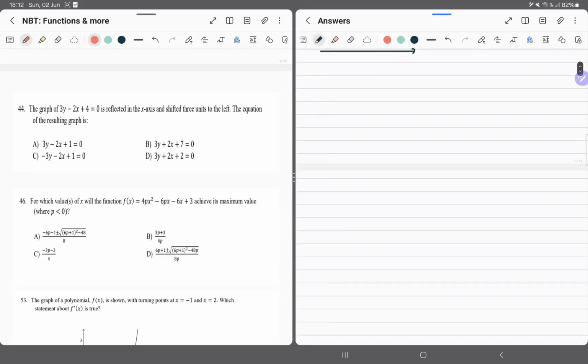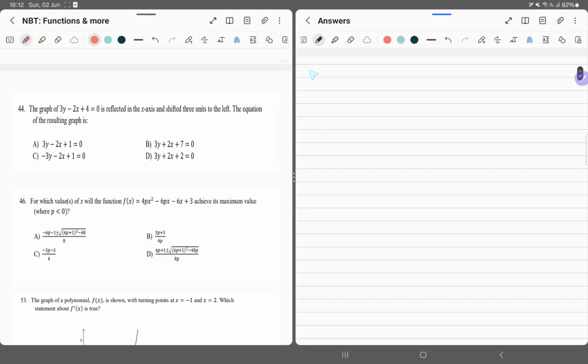So we've got question 44. We are given the graph of 3y minus 2x plus 4 equal to 0. So this is a linear equation, so this is a straight line equation. Now this is reflected in the x-axis and shifted 3 units to the left. Okay, so two transformations have taken place.